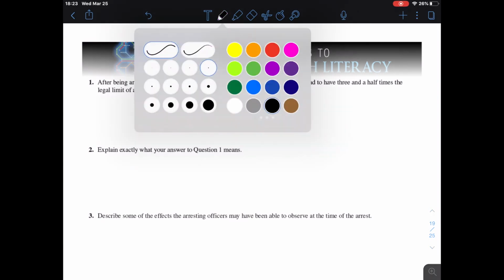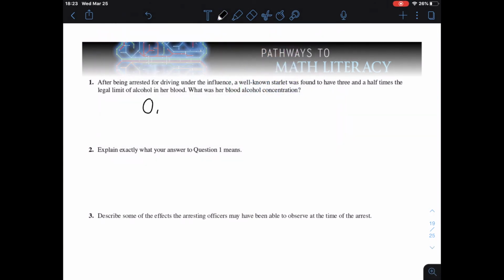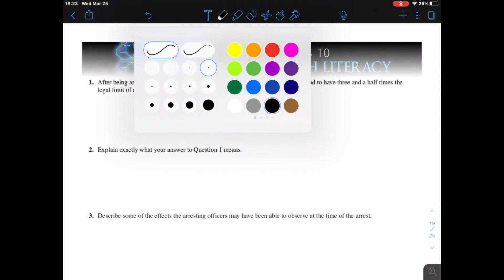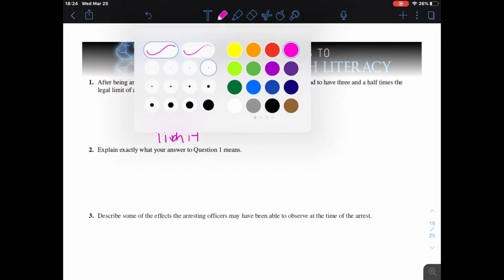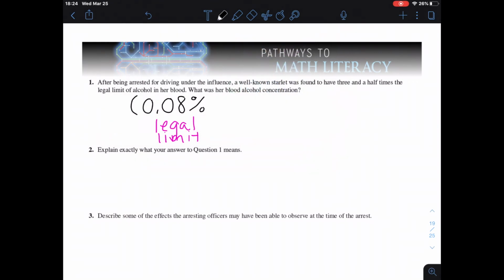So that legal limit is 0.08%. So this is our legal limit. She had 3.5 times that amount. So we're going to take this and multiply it by 3.5. So that's going to be 0.28%.